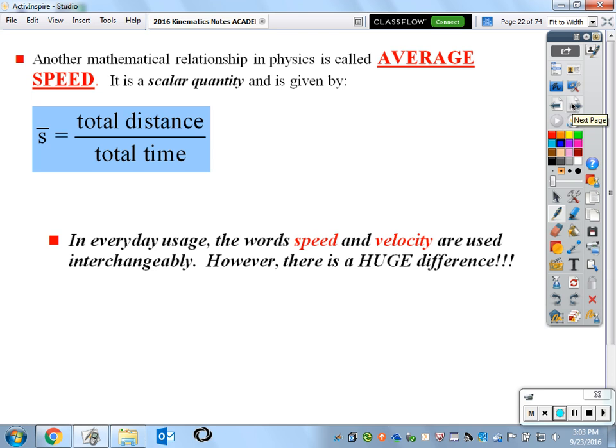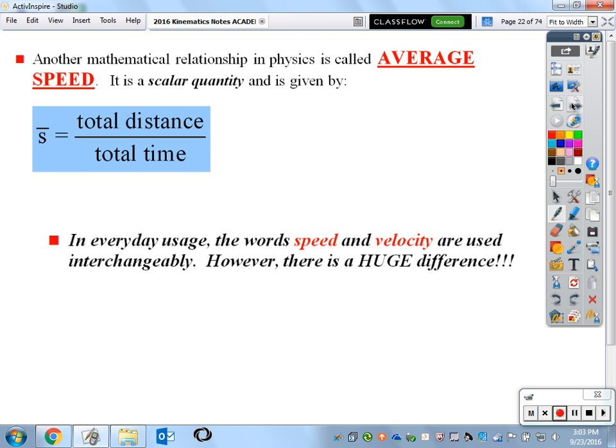Okay, so taking a little bit of a step in a different direction. Average speed. We talked about average velocity and instantaneous velocity. Now average speed. I need you to fully understand that average speed is totally different than average velocity. They are in no way related to each other whatsoever. Why? Average velocity is based off of displacement. Average speed is based off of distance.